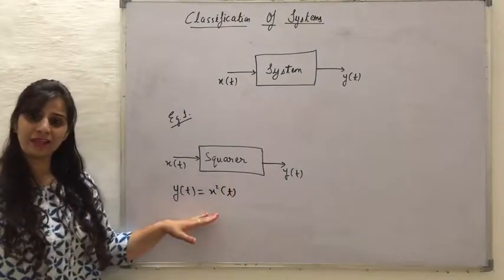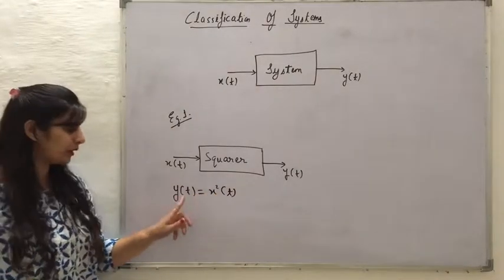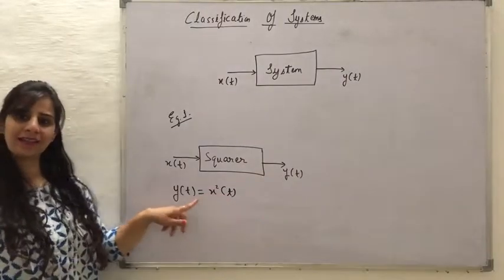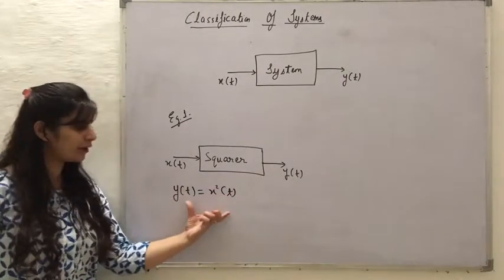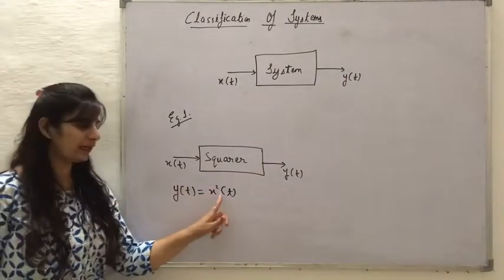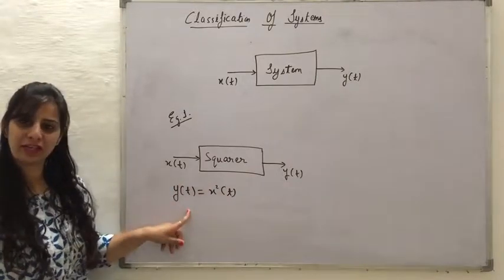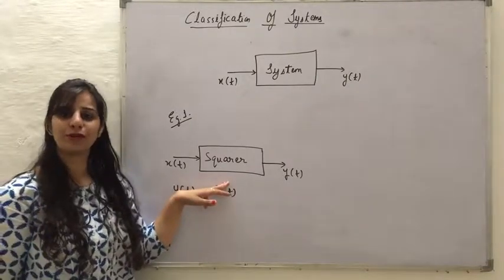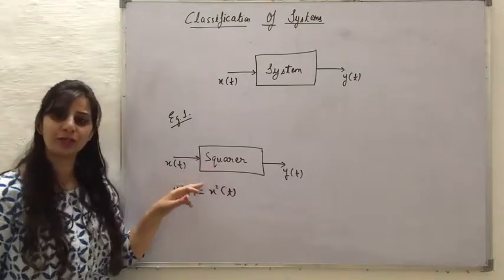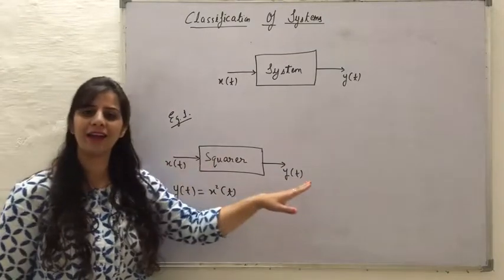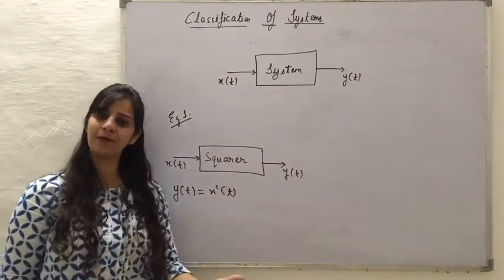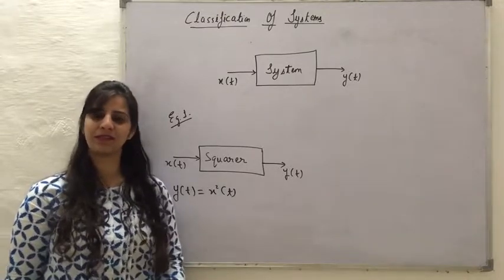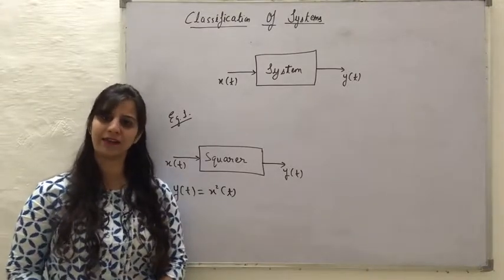Now this equation is giving us a relationship between the input signal and the output signal. This is one form of representing the input signal and output signal relationship. A block diagram is also a form of representing the relationship between the input signal and the output signal. And there are many more ways through which we can represent the relationship between input signal and the output signal.